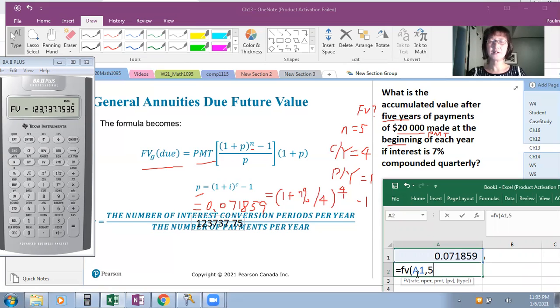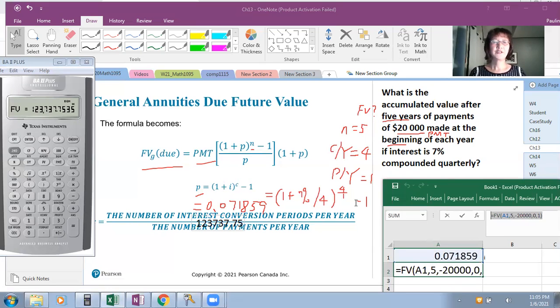NPER, term N, is 5. PMT is negative 20,000. PV is 0. Type is 1. 1 means payment is made at the beginning. You get the same number. Okay, this is the formula.